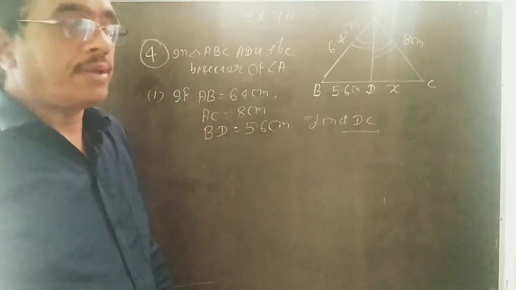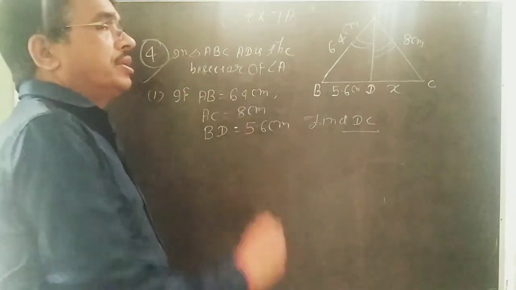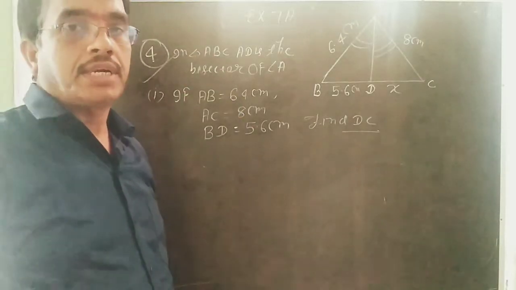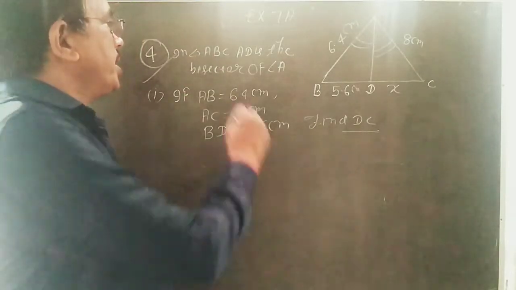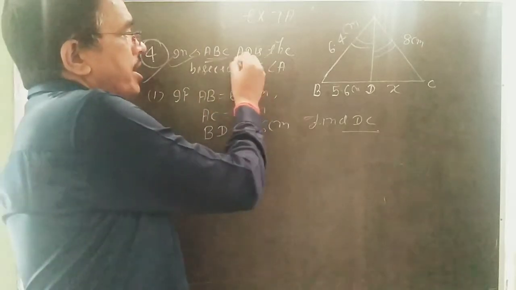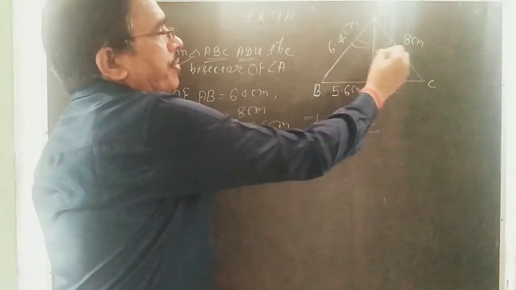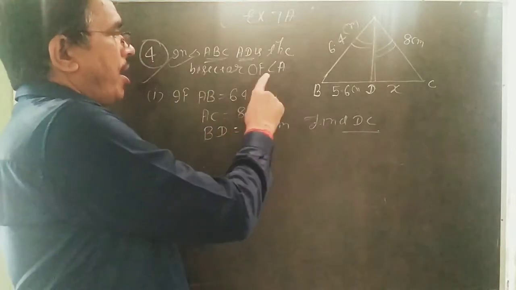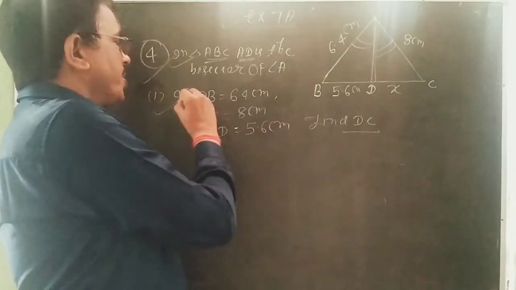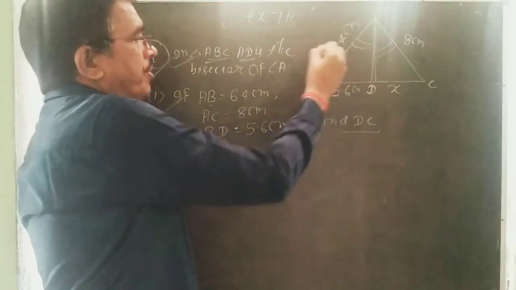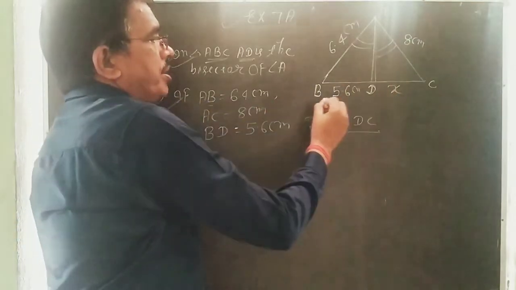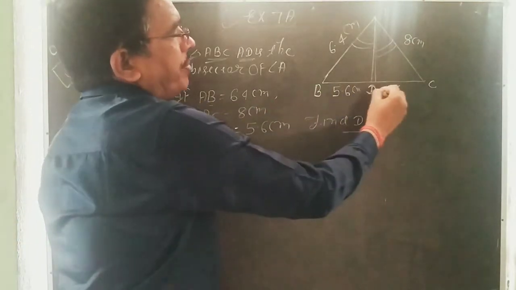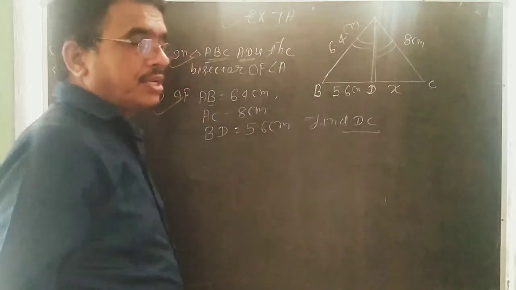Of exercise 7a. In this question, now use the angle bisector theorem. It is given that in triangle ABC, AD is the bisector of angle BAC of triangle ABC. That means, given AB is equal to 6.4, AC is equal to 8, BD is equal to 5.6 cm, find DC. I suppose here X.